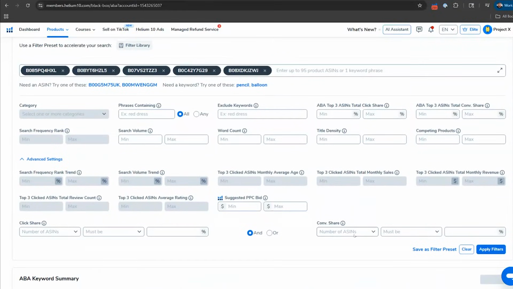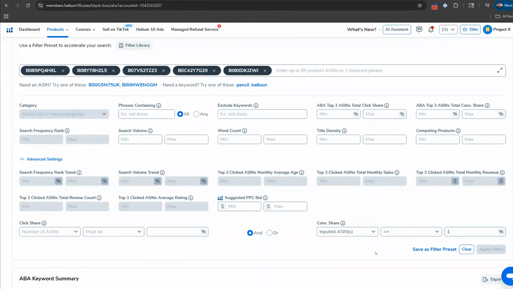I'm going to click this button right here, conversion share. I want to say inputted ASINs greater than or equal to 0.1, or actually just greater than or equal to 1. What is this telling me? This is telling me that they had at least a 1% conversion share. In other words, they had to have gotten sales for this keyword. So let's go ahead and apply filters.